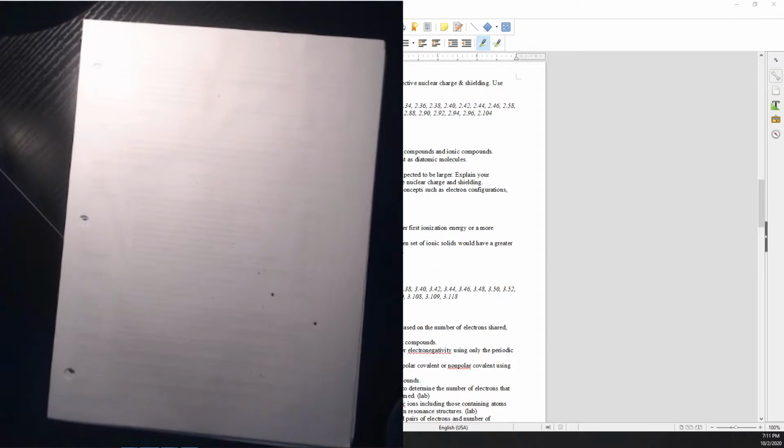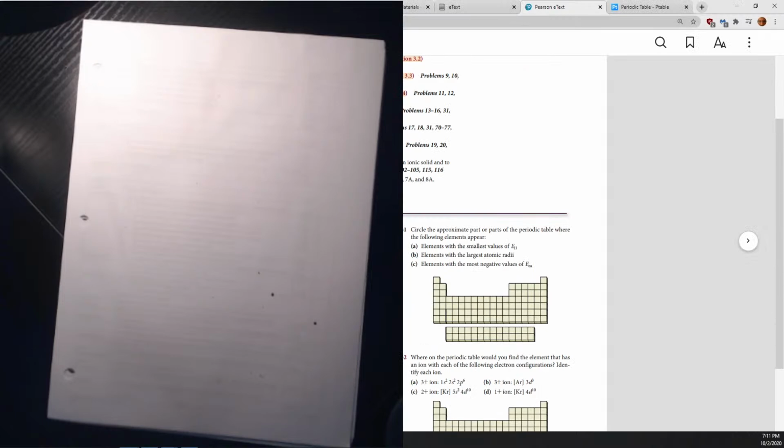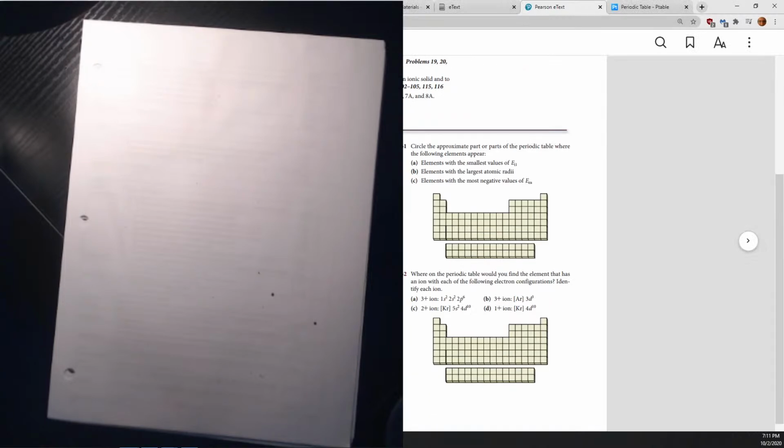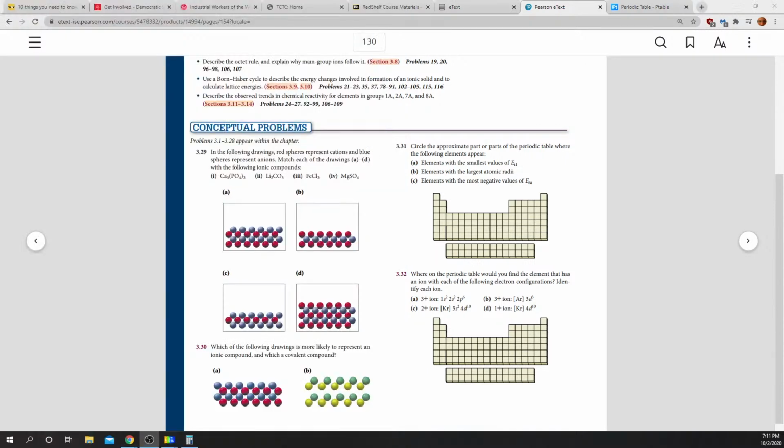First up, problem 30. Which of the following drawings is more likely to represent an ionic compound and which a covalent compound? The one on the left is ionic, the one on the right is covalent.